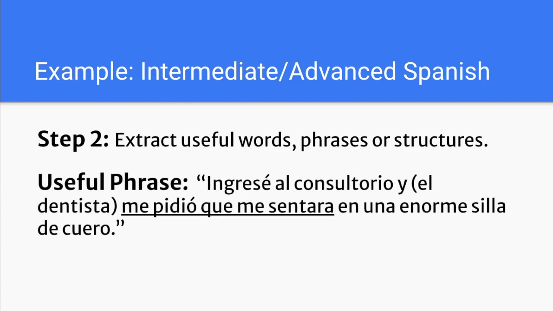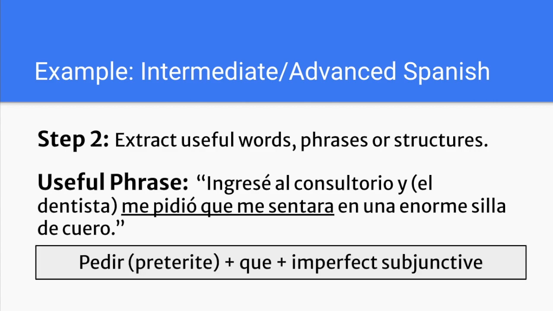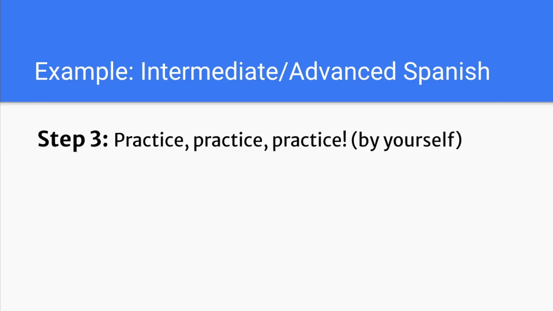And here's the phrase: Ingresé al consultorio y el dentista me pidió que me sentara en una enorme silla de cuero. Here's the general structure of the phrase that I have underlined. It's using the verb pedir in the preterite, so it's the past tense version, plus que, plus the imperfect subjunctive. So the third step is then to take this phrase and practice with it.